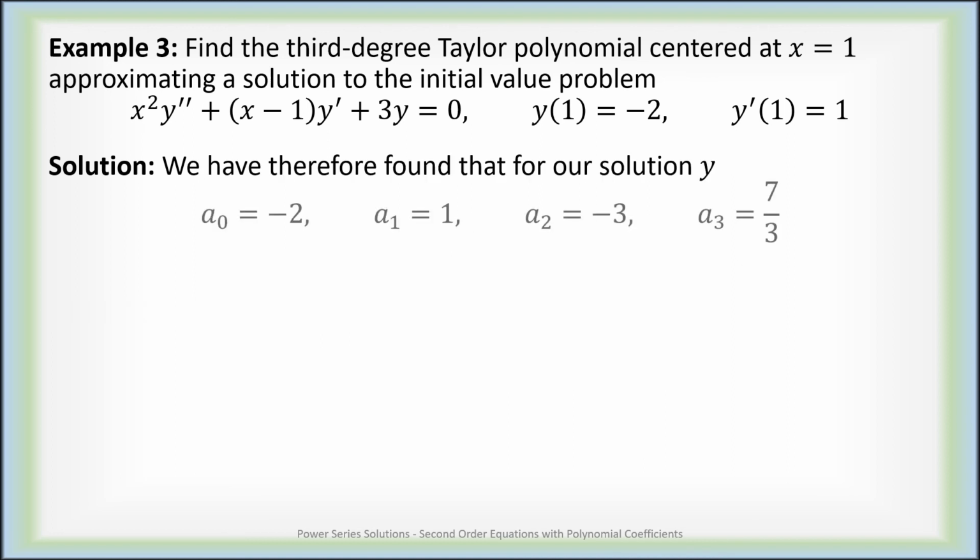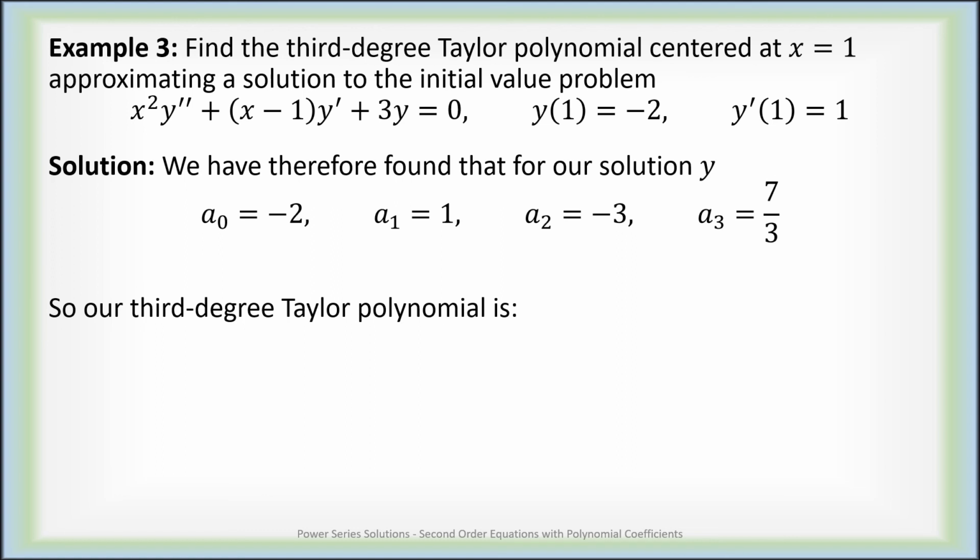Altogether, what do we now have? Our initial values gave me a sub 0 is minus 2 and a sub 1 is 1. We were then able to use our recursive formula to compute that a sub 2 is minus 3 and a sub 3 is 7/3. So we are well prepared to state our third degree Taylor polynomial, having computed a sub 0, a1, a2, and a3. It's simply a sub 0 plus a1 times x minus 1 plus a2 times x minus 1 squared plus a3 times x minus 1 cubed. And with the values we know, there we have it, our third degree Taylor polynomial approximating a solution to our differential equation with the known initial values.